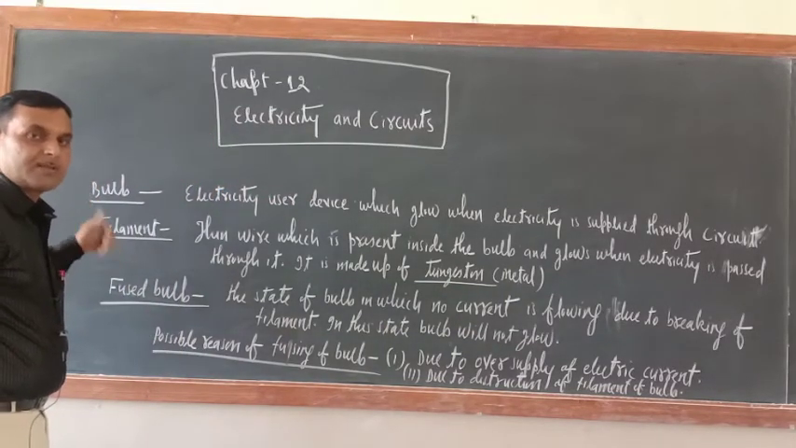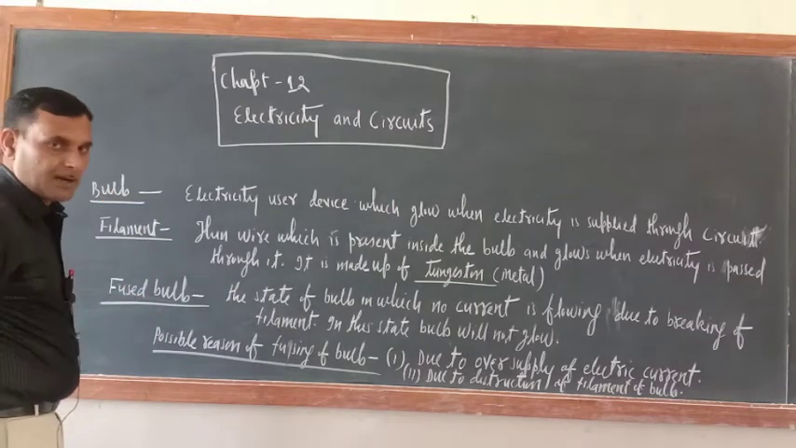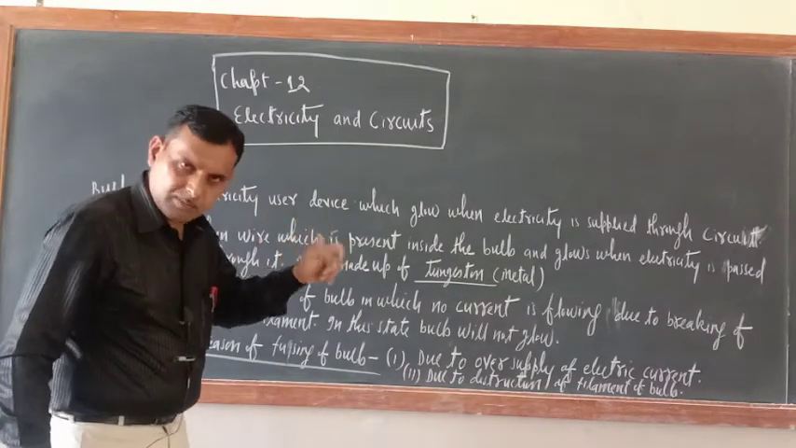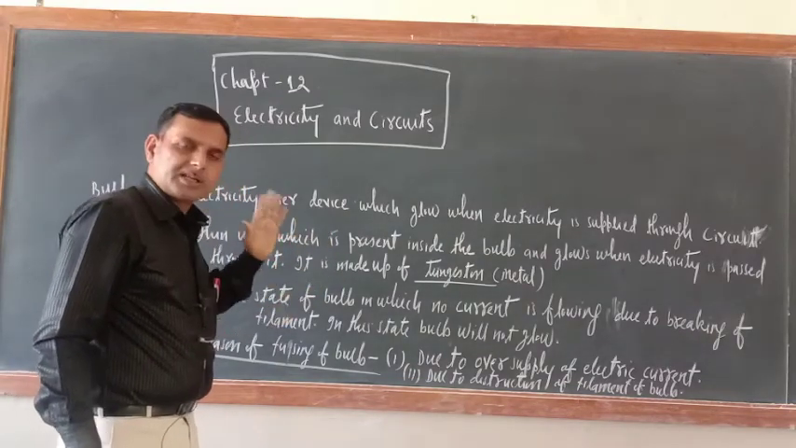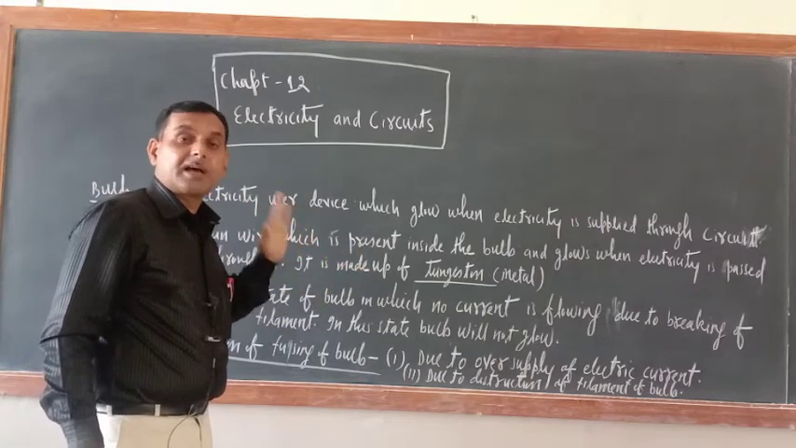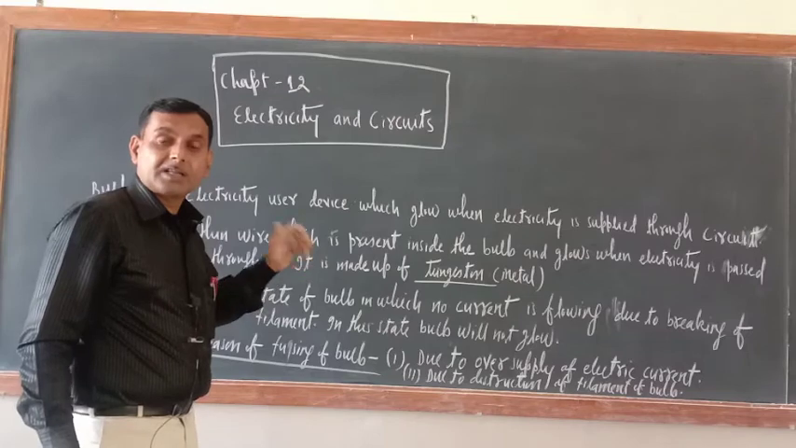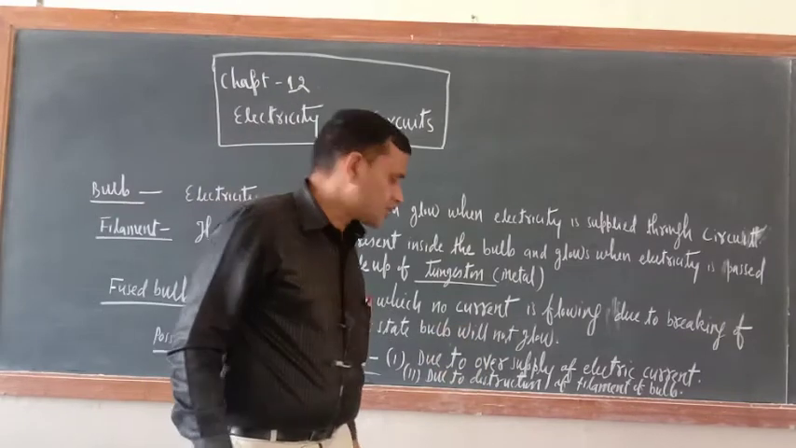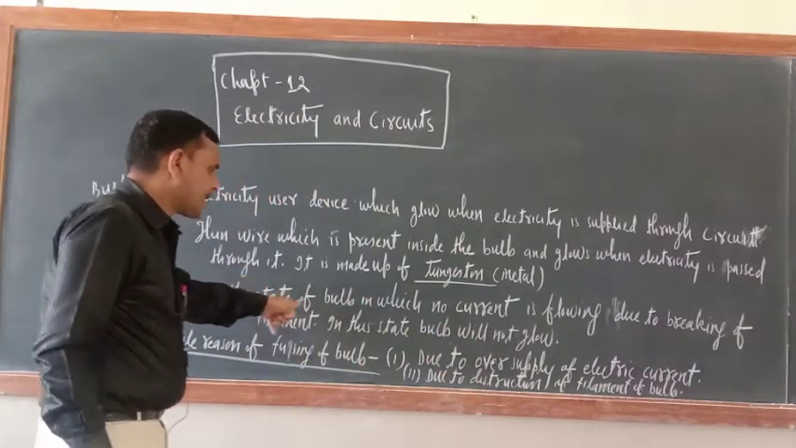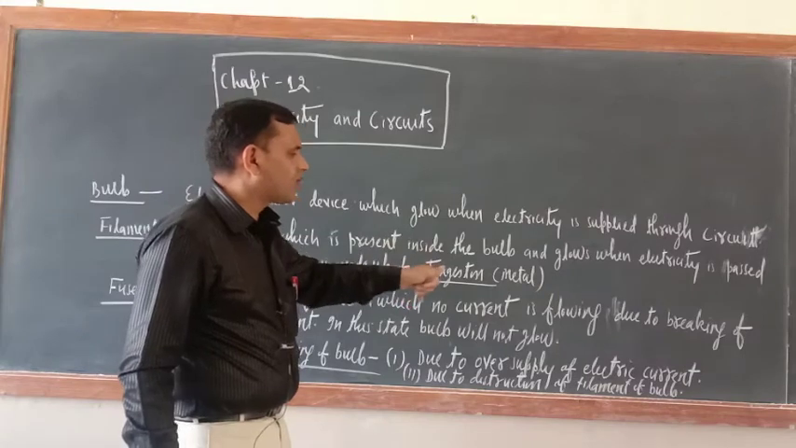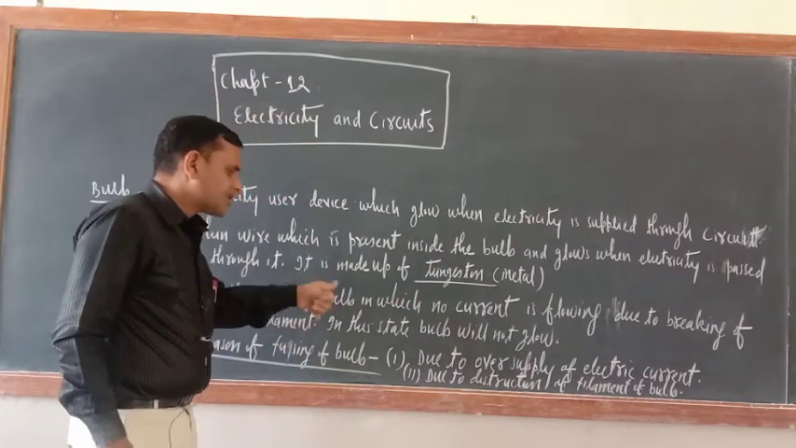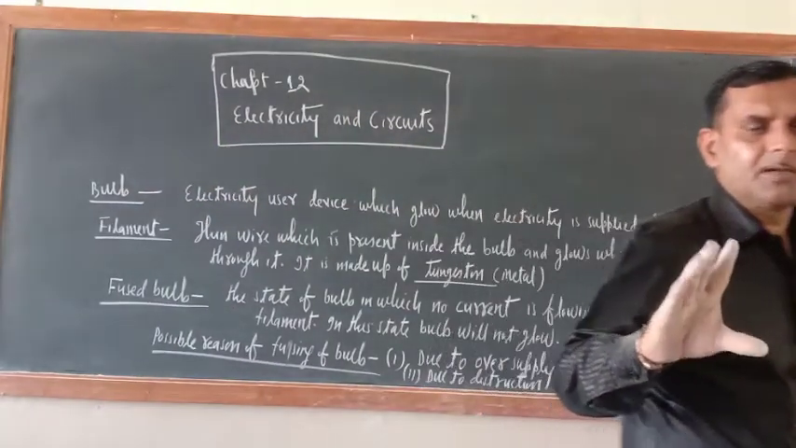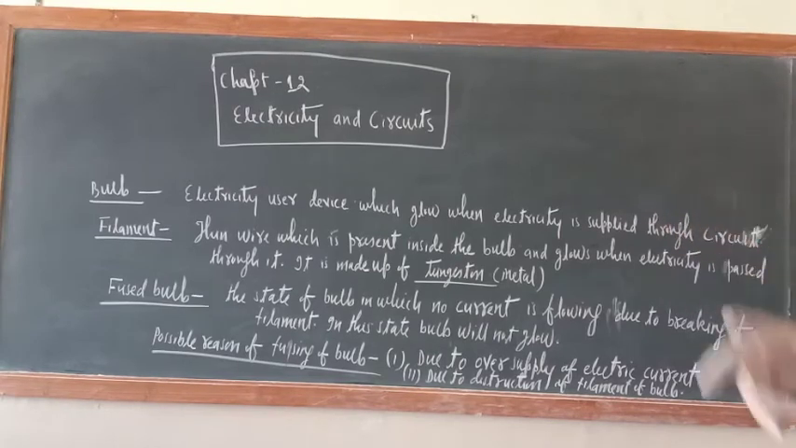Now try to understand here. Sometimes we say the bulb is fused. So what do you mean by fusing of a bulb? Actually, fusing of a bulb is the state of the bulb in which current is not flowing in the circuit. Current is not flowing through the thin wire, that is the filament, and in this state it will not glow. So a fused bulb means the state of the bulb in which no current is flowing due to breaking of the filament. In this state the bulb will not glow.